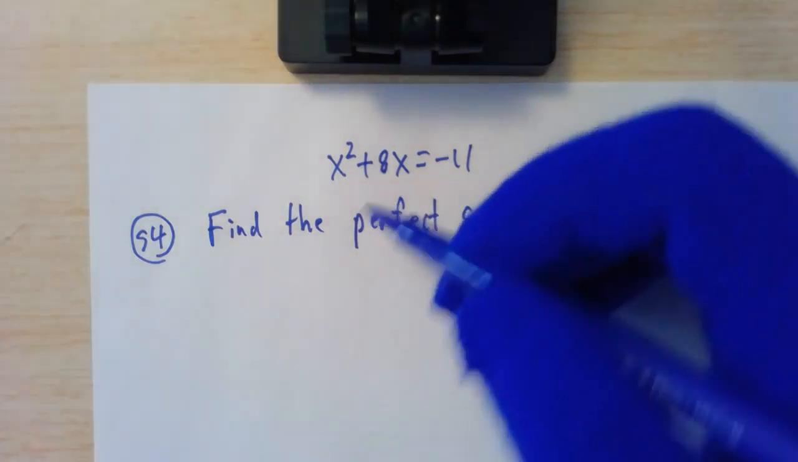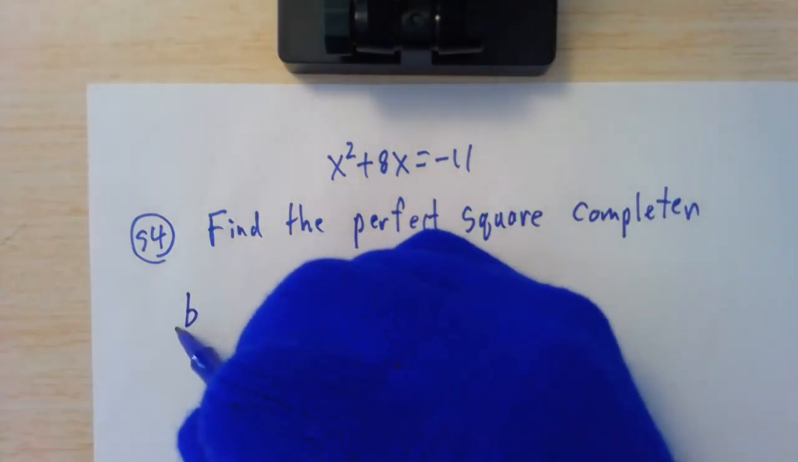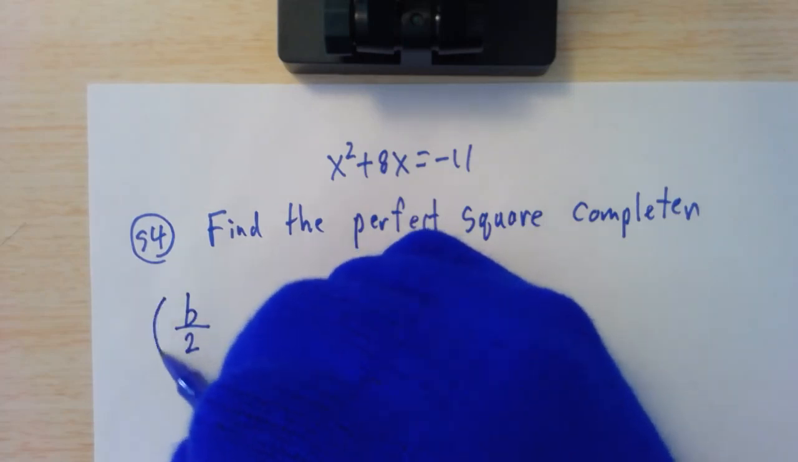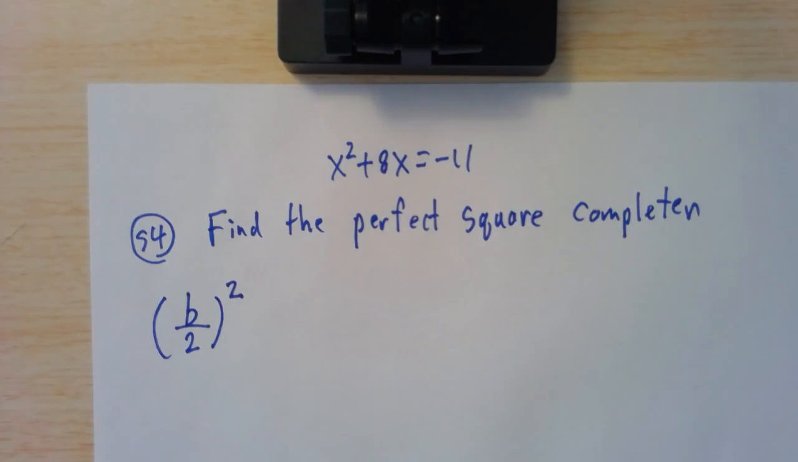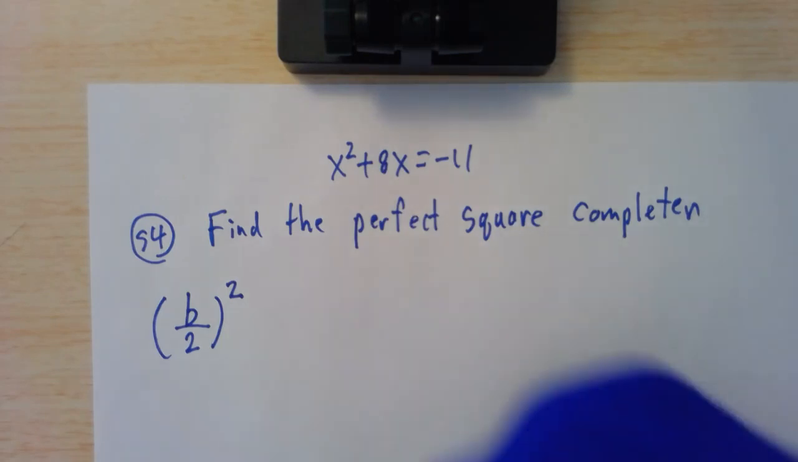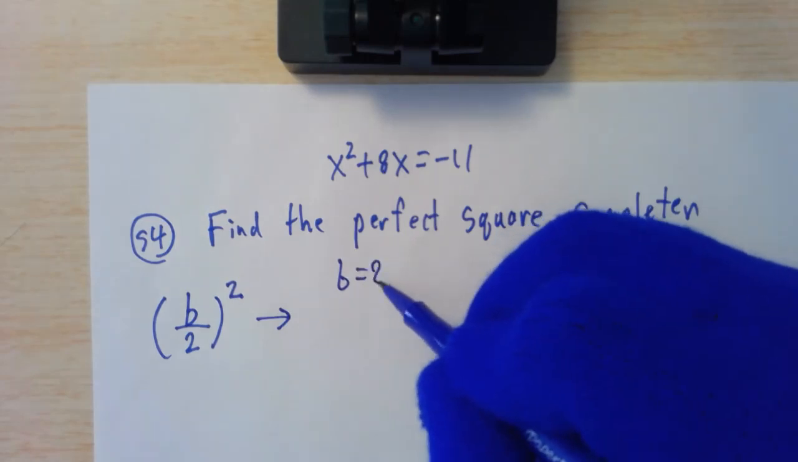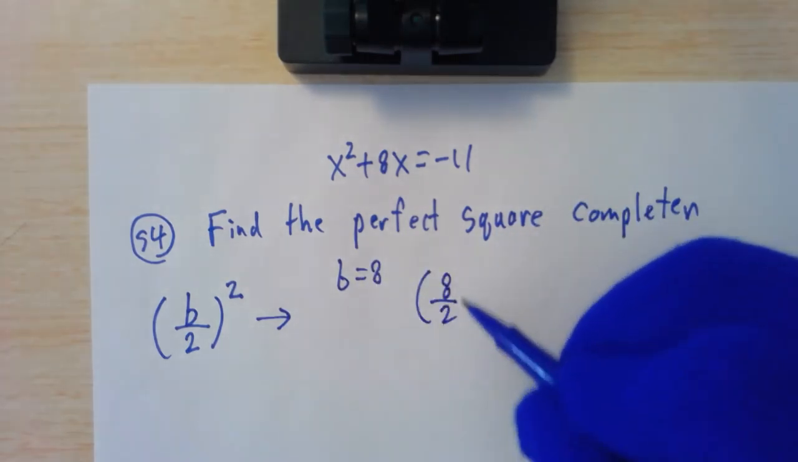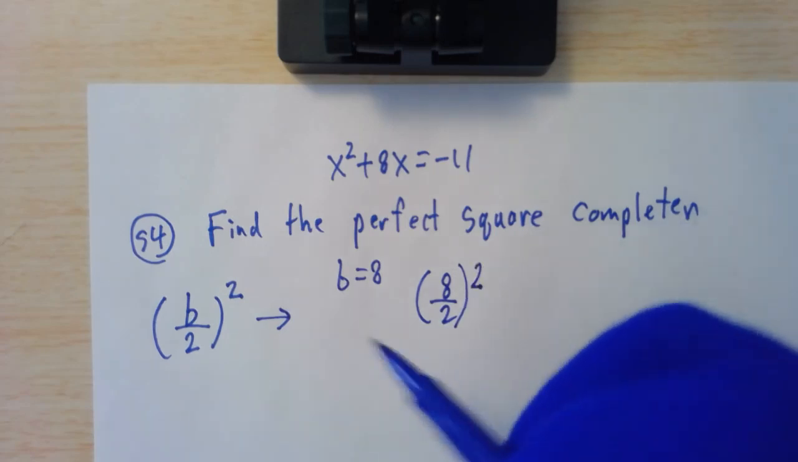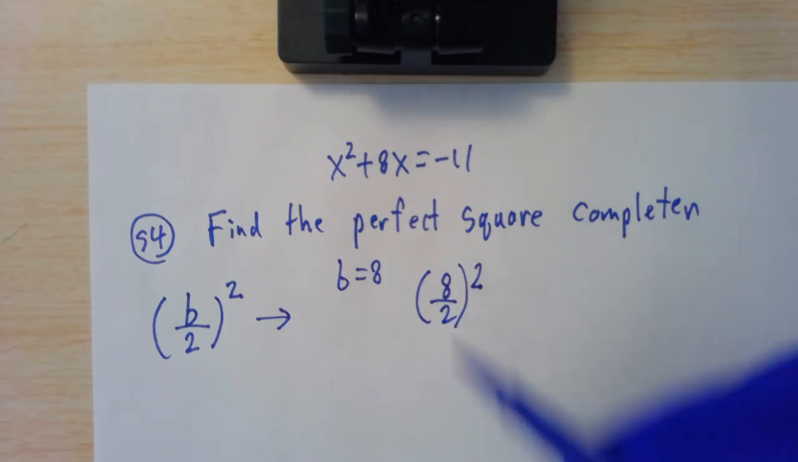So let's go through and actually find what that perfect square completer is. You need to use this formula every time. It's b over 2 in parentheses to the second power. That always helps us find our perfect square. So let's actually go and do that. We identified b before is equal to 8. So in this case now we're going to have 8 over 2 to the second power. All I did was take this b and replace it with what it's equal to, which is 8.